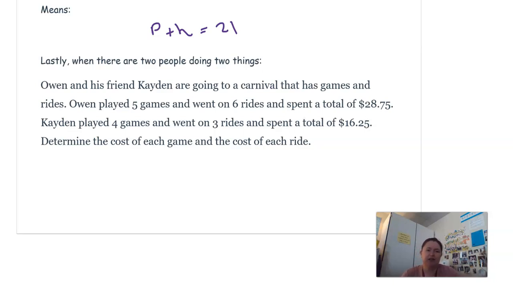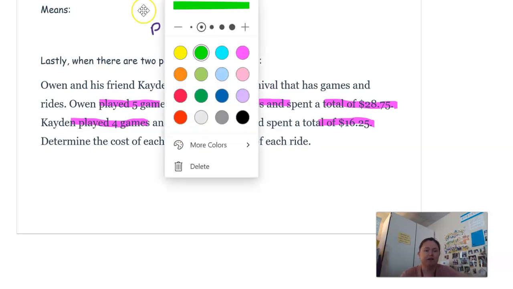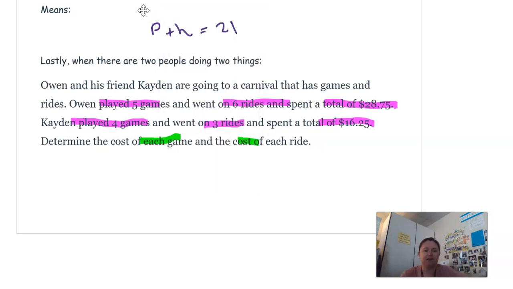So first of all, big hint, we have 2 people, Owen and Caden. They're going to do games and rides. Owen played 5 games and went on 6 rides and spent a total of $28.75. Caden played 4 games, went on 3 rides, and spent a total of $16.25. The question is, what is the cost of each game and the cost of each ride?